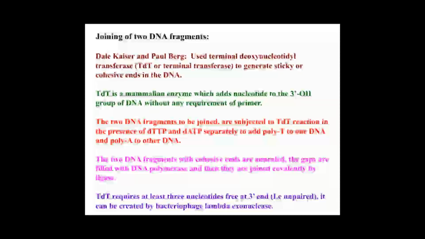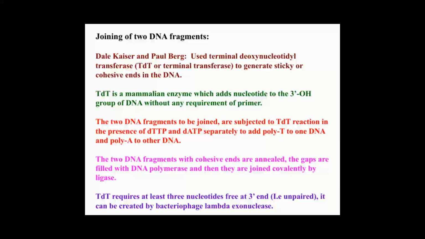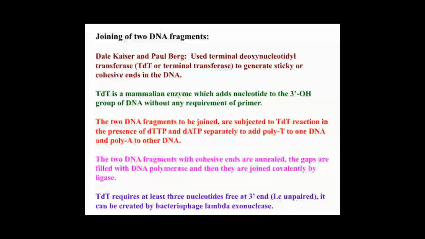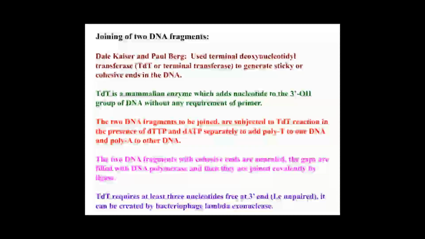It's also important to note that TdT requires at least 3 unpaired nucleotides at the 3' end to work effectively. This can be achieved by using bacteriophage lambda exonuclease, which creates those free, unpaired nucleotides, setting the stage for TdT to add its tails. This process highlights how enzymes can be harnessed to manipulate DNA ends precisely, which is fundamental in cloning and genetic modification, connecting directly to our overall theme of DNA engineering techniques.